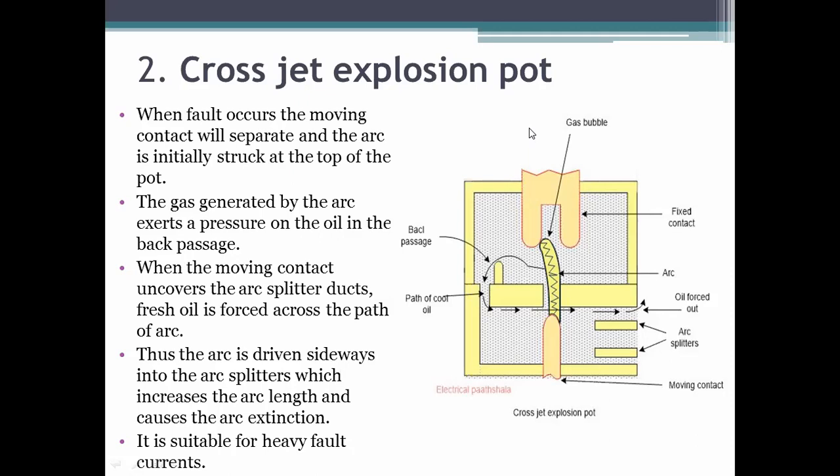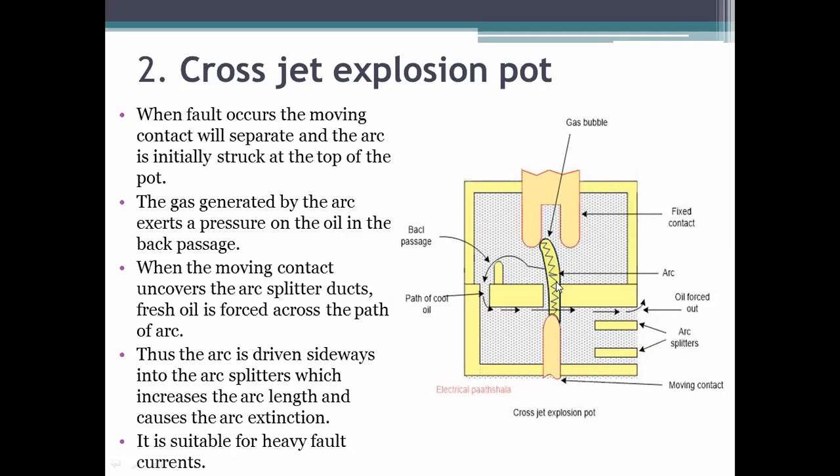So this is the cross jet explosion pot, and this is the construction. Under normal operating conditions, these two contacts are closed, that is the fixed and moving. And when the fault occurs, this moving contact will separate from the fixed contact, and when it separates, the arc will be struck between the two contacts.